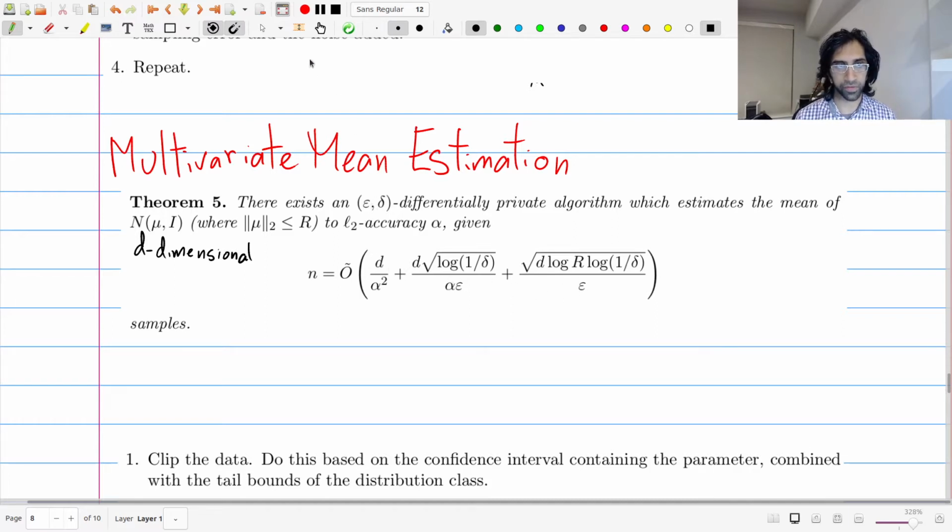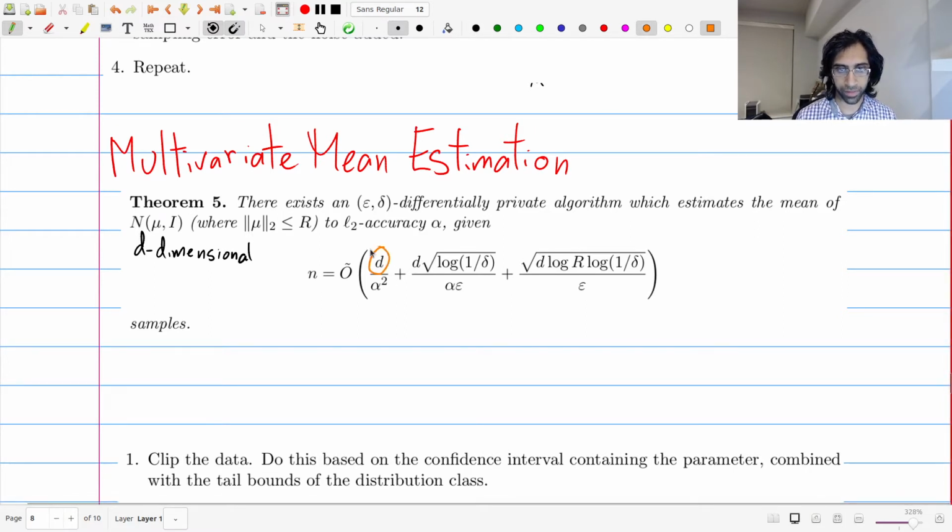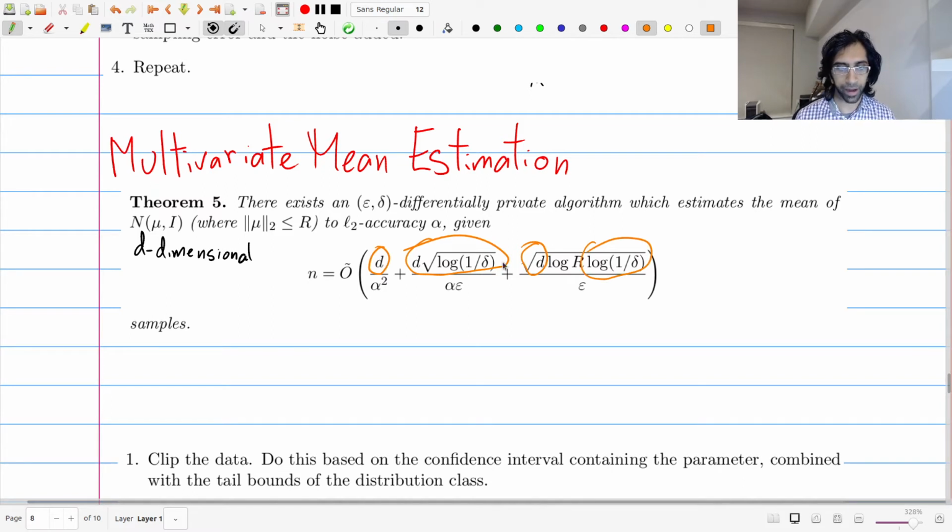So let's circle in orange all the differences from before. These terms are the ones which are new. Perhaps these d's here shouldn't be too surprising. You go from 1 dimension to d dimensions, things will scale up by d. The last one might be the most unfamiliar one, just because it only scales up by a factor of square root d, but that's better.